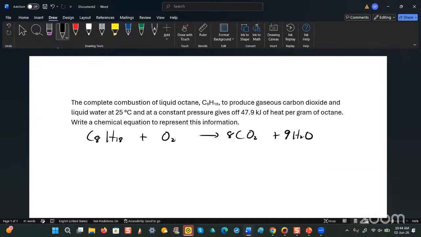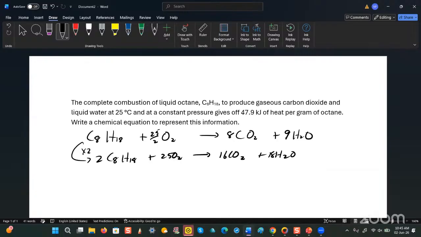Multiply C8 and H18 by 2 first? Yeah, that would work. Well, yeah, you could do that. What I like to do is do this, and then multiply everything by 2. So you're going to get 2 C8H18 plus 25 O2 to give 16 CO2 plus 18 H2O. So this would be the balanced equation, right?